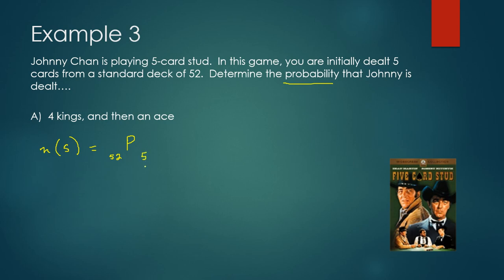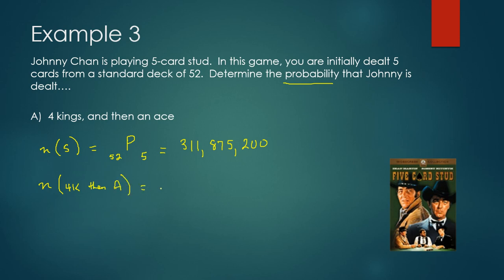Of the 52 cards in a deck, we're arranging 5 for a hand in a specific order. So that's 52 P5. That's a fairly large number, but not so large we can't evaluate it. 52 P5 is 311,875,200. So this is the number of different possible orders of 5-card hands you could get. Again, implying order matters. So now let's think about, how many ways could Johnny get 4 kings and then an ace? I'll just write it like that.